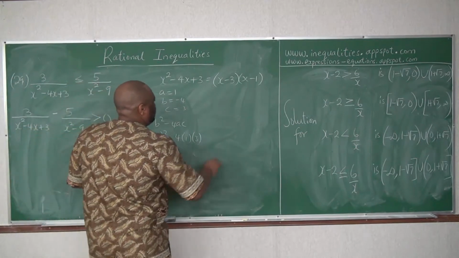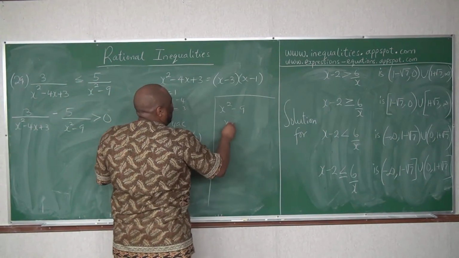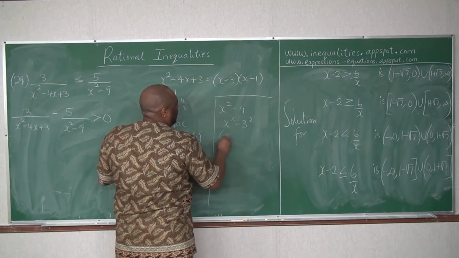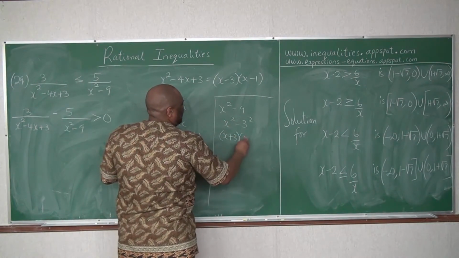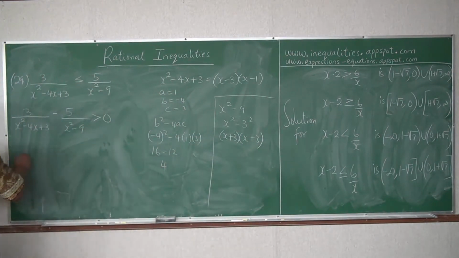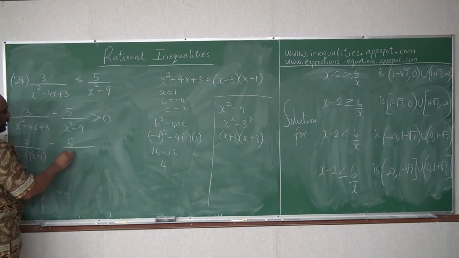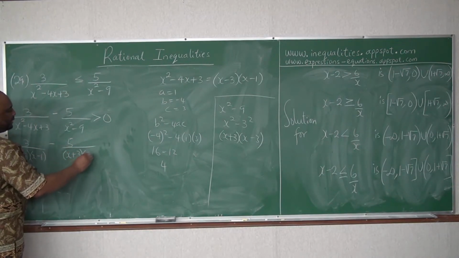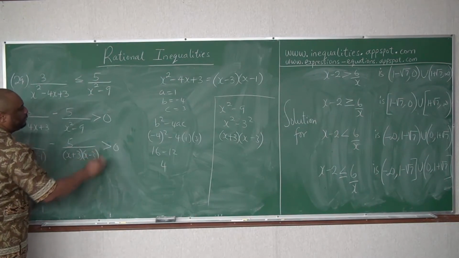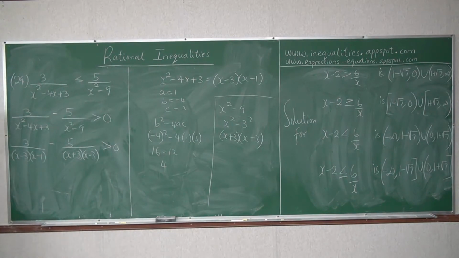And then we do the next one, x squared minus 9. This is difference of two squares. x squared minus 3 squared, which is x plus 3, x minus 3. Okay, so we have here 3 over x minus 3 times x minus 1, minus 5 over x plus 3 times x minus 3, greater than 0. Right?